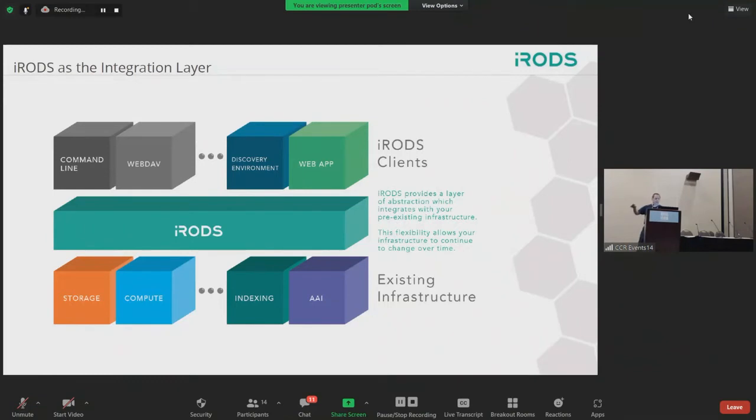And the idea is that whatever storage, whatever compute, you talked about LDAP, we can integrate with all that stuff. We're basically the glue code that provides a sane layer into the future to abstract these things. And then above that are different types of clients, different types of software that can speak iRODS.